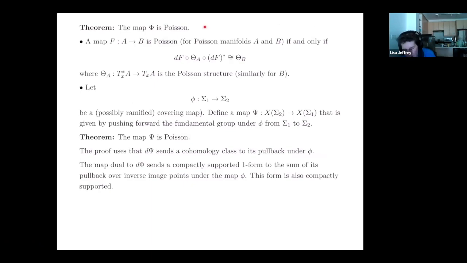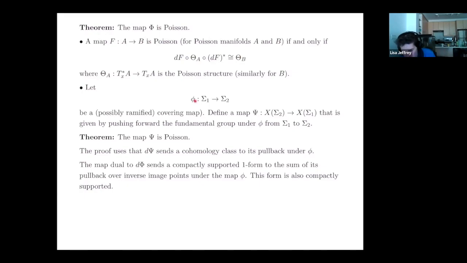To check that the map phi is Poisson, to check that a map F between two Poisson manifolds is Poisson, you just have to check, if the Poisson structure on A is written as theta A, and the Poisson structure on B is written as theta B, that this equation holds involving the differentials of F. So that is how we verify that.